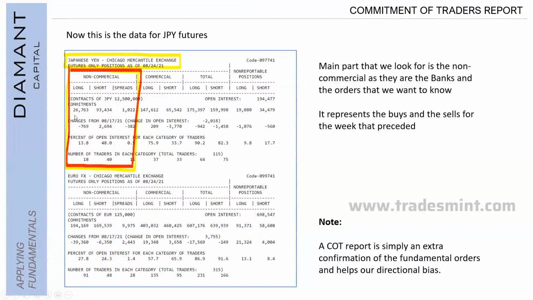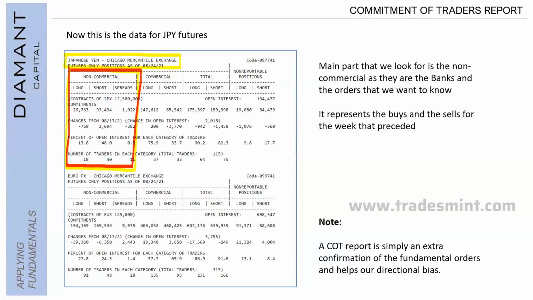In this case, we're seeing that more institutions are shorting and selling JPY contracts than they are longing. And this is what we need to know. As you can see, for percent of open interest, you've got 48% of the orders going to shorts, and then longs are 13.8%. This is exactly what we're looking for.